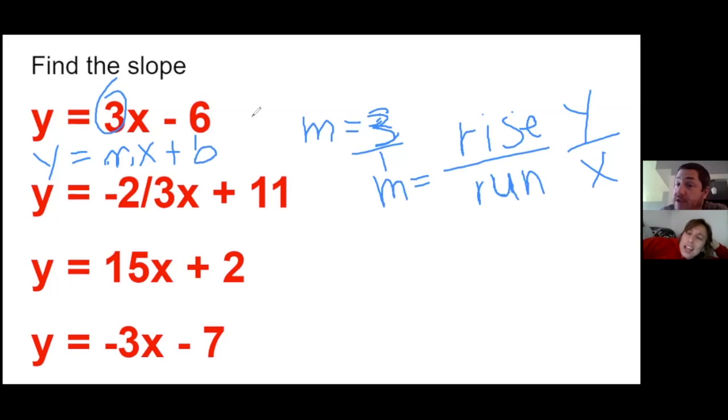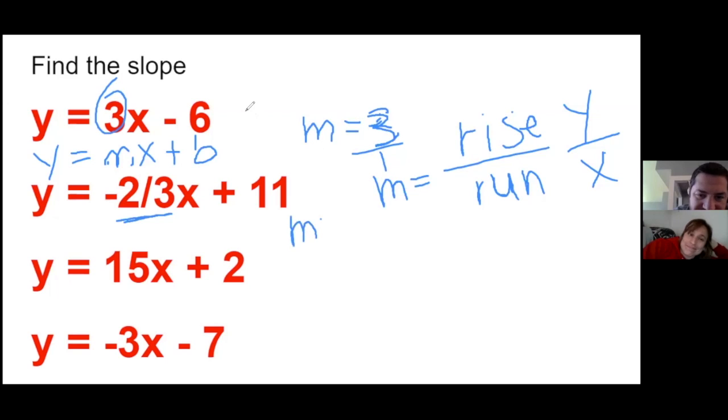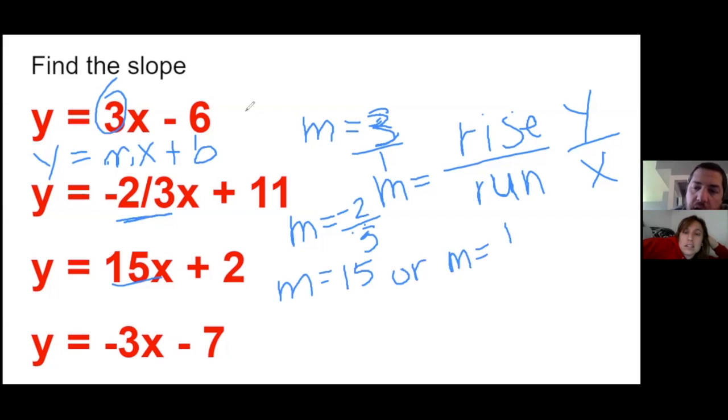You need to look at the number next to x. Mira el número al lado de x. Okay. We'll pause here while the kids at home try. So this one is m equals -2 over 3. This one is m equals 15, or 15 over 1 if they want to get in the practice of it, because this is not wrong. If they wrote this, it's 100% correct.